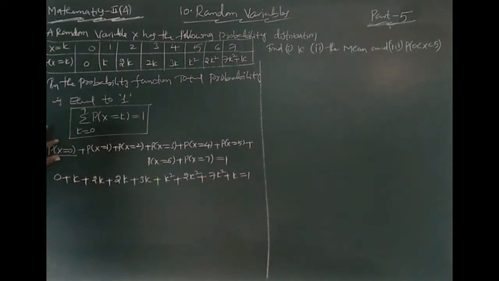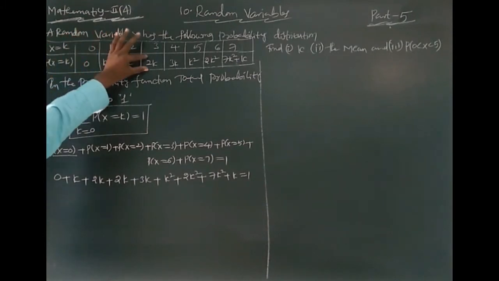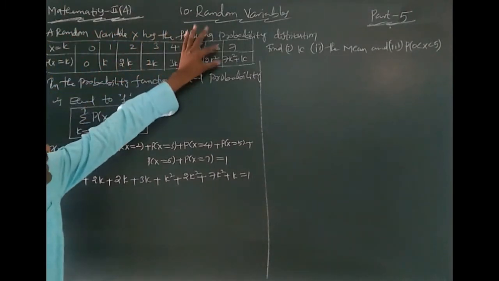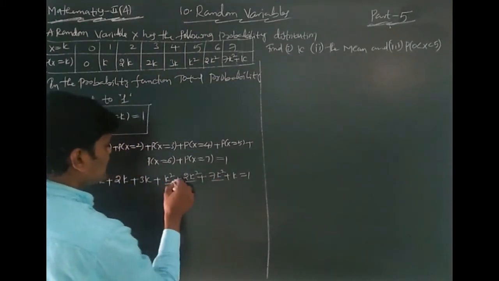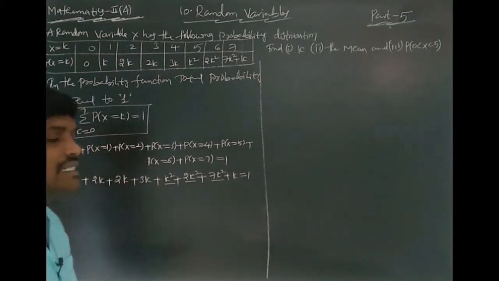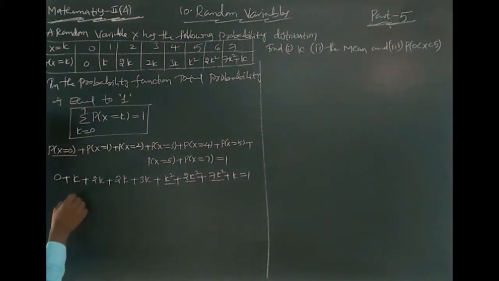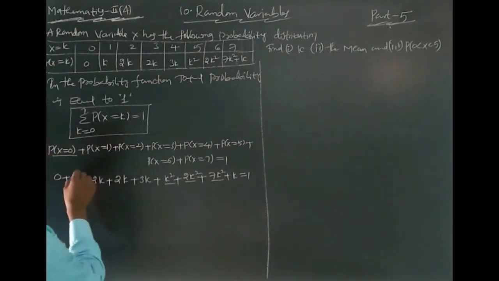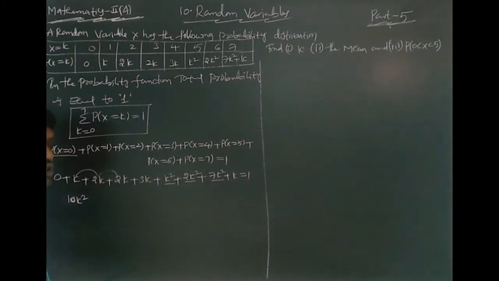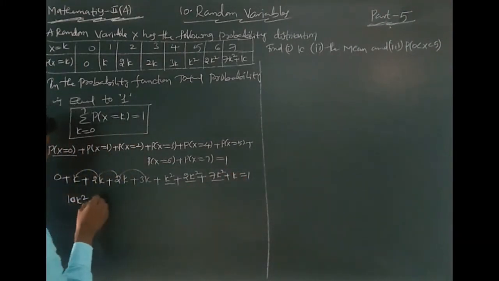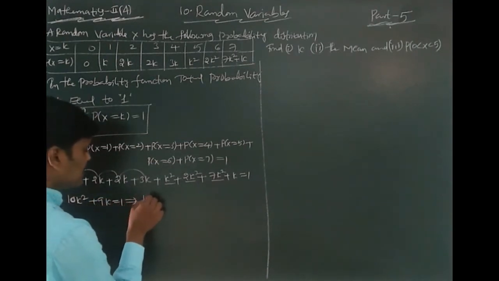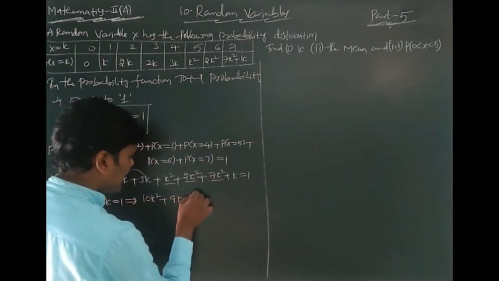We can write all the values: 0, k, 2k, 2k, 3k, k square, 2k square, 7k square plus k. Add them. First the k square terms: 7k square plus 2k square, 9k square, 9k square plus k square, you get 10k square. Then k plus 2k is 3k, plus 2k is 5k, plus 3k is 8k, plus k is 9k. So 10k square plus 9k equals 1. Bringing 1 across, 10k square plus 9k minus 1 equal to 0.